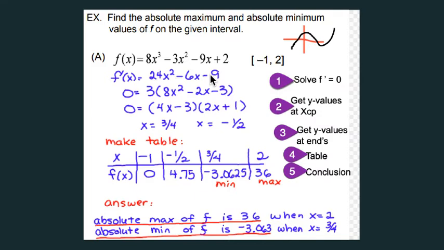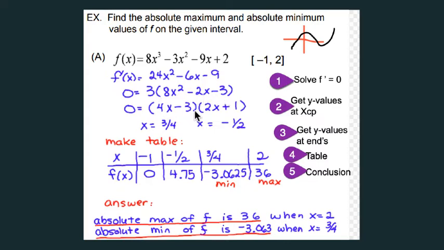Now I need to set that equal to 0 and solve. Why am I setting that equal to 0? Because that's where I get horizontal tangents. That's where we get turning points, right? So I set that equal to 0. I see there's a common factor of 3. I factor that out. I'm left with 8x squared minus 2x minus 3.